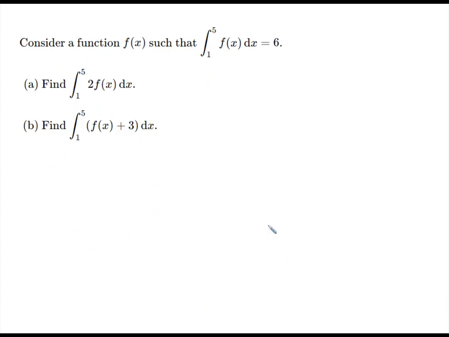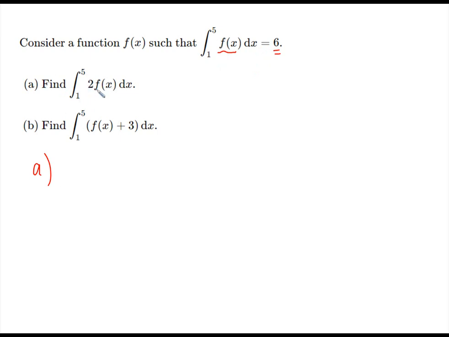All right, so let's take a look at this next example. Now, if you've never seen a problem like this before, these can be a little bit tricky. First of all, this is really important. It tells us to consider a function f of x such that if you integrate f of x from 1 to 5, our answer is going to be 6. So they give us this information. Now, part A says find the integral from 1 to 5 of 2 times f of x dx.